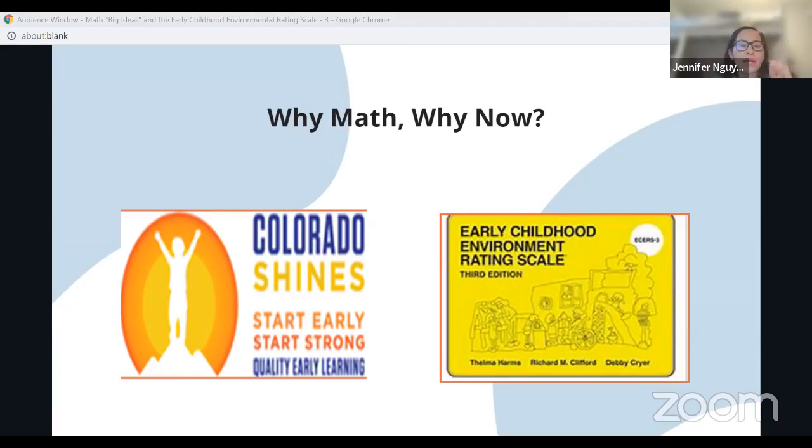All right, why math, why now? One of the reasons is that the quality rating improvement system in Colorado is called Colorado Shines, and they use ECERS-3 to do the in-person classroom environmental rating quality. In the ECERS-3, there are new math items that were not in the ECERS-R, which is the revised version. These 3 new math items will be evaluated starting now, January 2022.